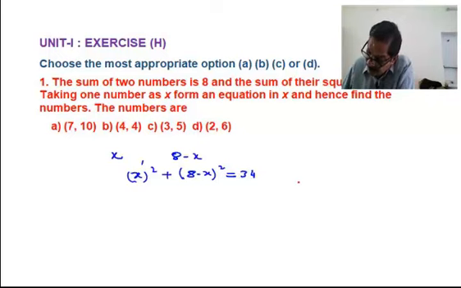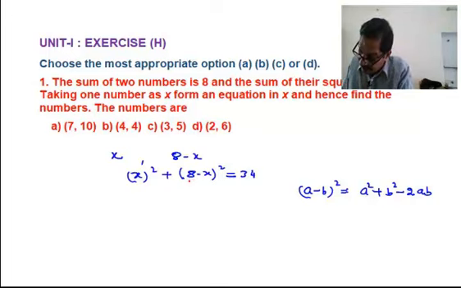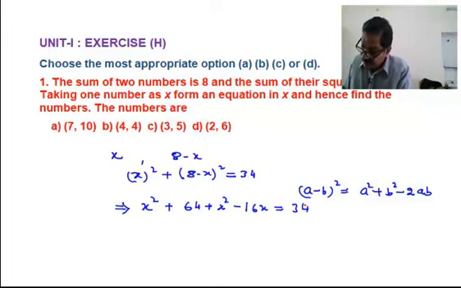Now you see that we have the formula of (a minus b) whole square is equal to a square plus b square minus 2ab. And if I use the formula here to expand (8 minus x) whole square, then my equation becomes x square plus 64 plus x square minus 2 into 8, that is 16x, is equal to 34. This is my equation.